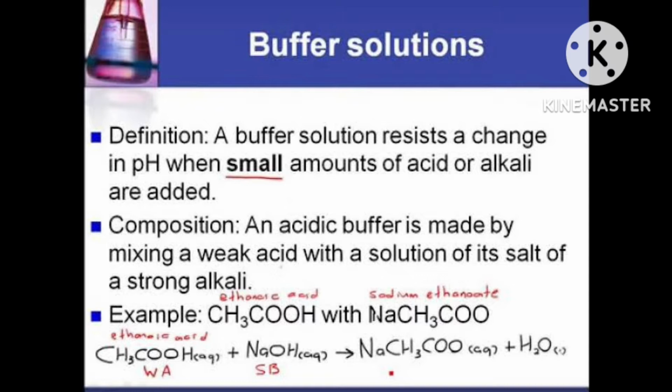The third type of salt is one that forms from a weak acid and a weak base. Both acid and base are weak. The example is ammonium acetate. You can understand that ammonium came from ammonium hydroxide, a weak base, and acetate came from acetic acid, a weak acid. Hence the salt formed, ammonium acetate, is the salt of a weak acid and weak base.